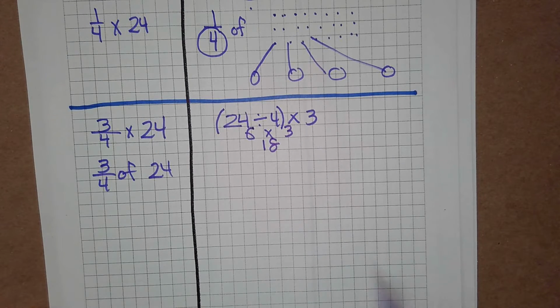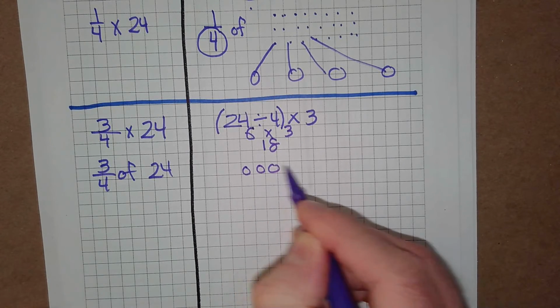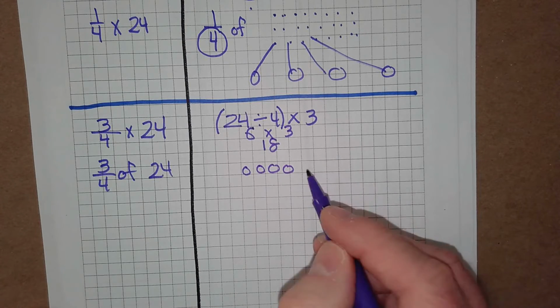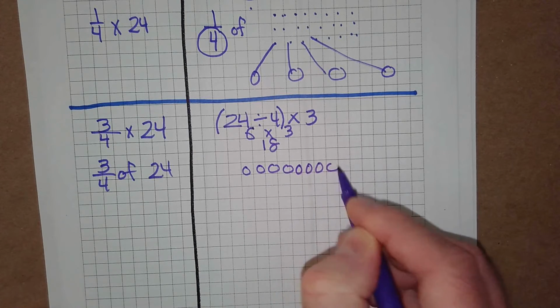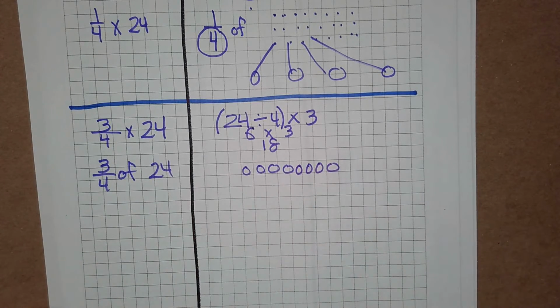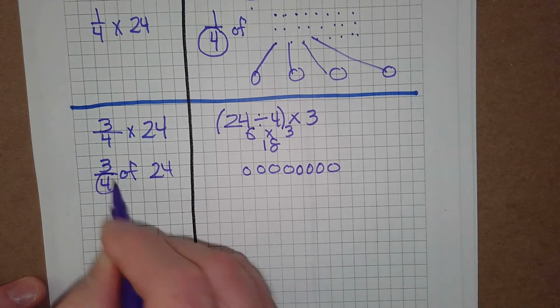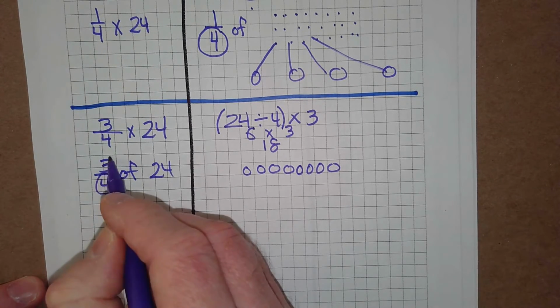If not, draw your 24 pickles or whatever you're going to do. 4, 5, 6, 7, 8. Draw 24 of them, separate them out however you want. Get some counters, get 24 crayons, I don't care, 24 cents. And make them into 4 groups and consider 3 of them.